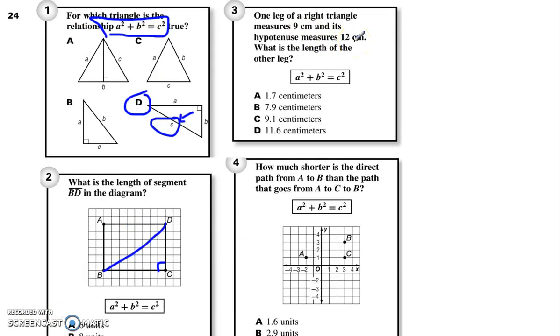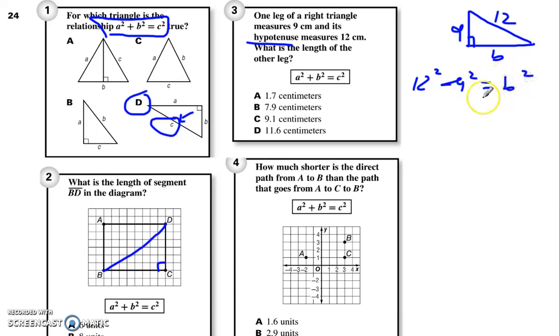Number 3. One leg of a right triangle measures 9 centimeters. And its hypotenuse is 12 centimeters. What is the length of the other leg? Key here that this is the hypotenuse, which means we're going to do 12 squared minus 9 squared. Because if you know the lengths of A and C, subtract their squares and you'll get the square of B. And then square root it.